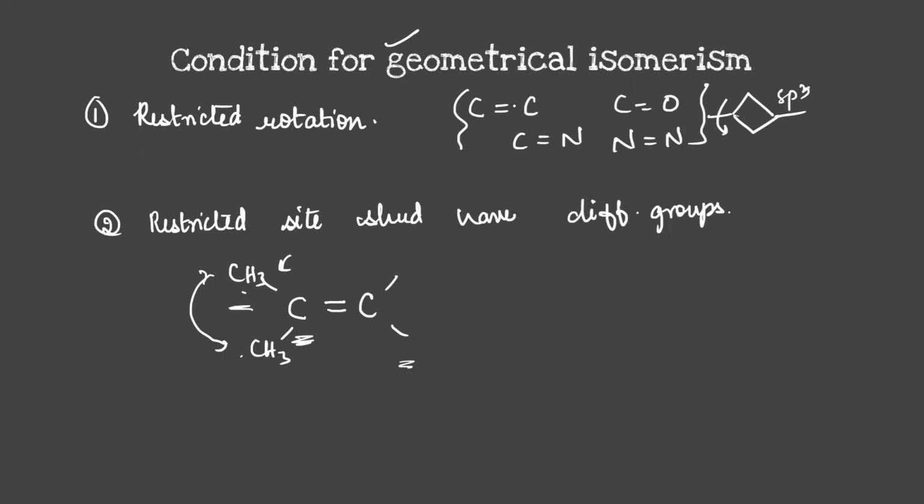So in order to show geometrical isomerism, at the same restricted site, same groups should not be there. It can be like this: I can have CH3 here, I can have H here, and I can have CH3 here, no problem. But I can't have the same groups on the same carbon. That is the thing. So these two are important conditions for showing geometrical isomerism.